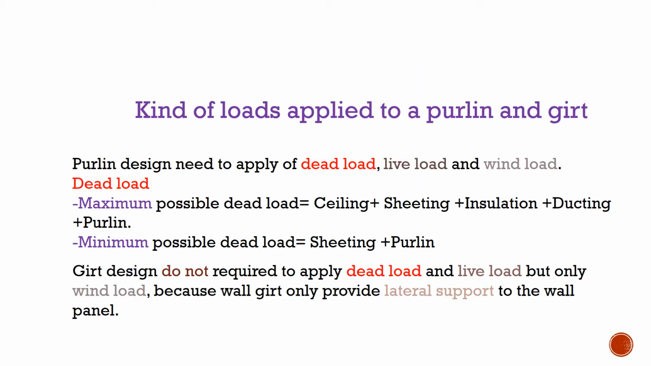There are different kinds of load applied to a purlin and girt. When we design purlin, we need to apply dead load, live load, and wind load. While we design girt, we do not require to apply dead load and live load, but only wind load.